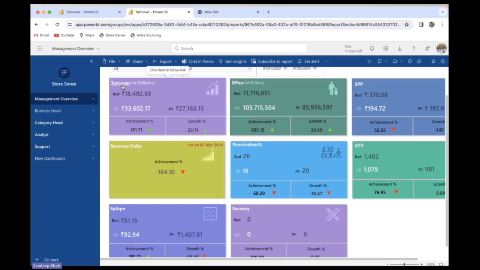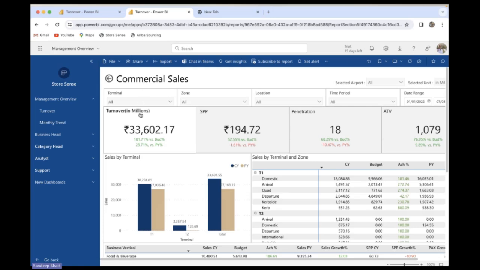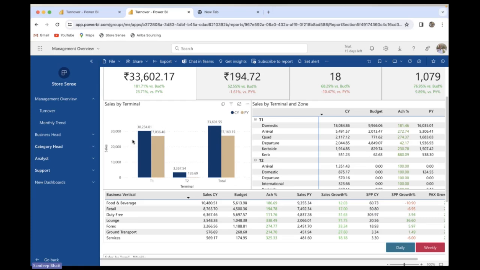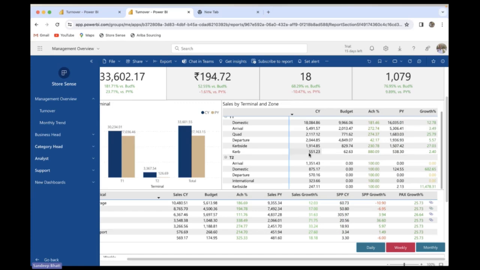Now, when I click on any one of those, say turnover, it takes me to the commercial sales dashboard, where I have four important KPIs to measure: turnover, sales per pax, penetration, and average transaction value. My sales is split into Terminal 1 and Terminal 2, and overall I see the sales across T1 and T2 put together. I have a bifurcation of sales by terminal and zone, that is, which zones I have under T1 and which under T2. Again, it shows current year performance with budget versus achievement versus past year, and the growth percentage.